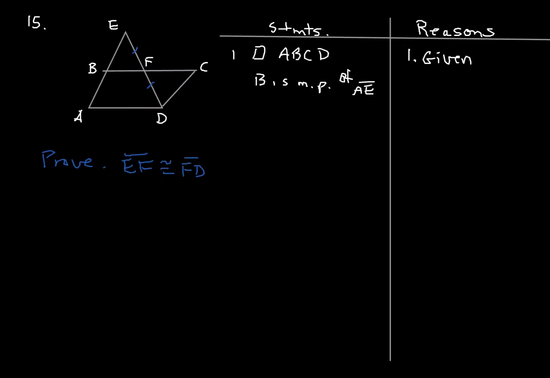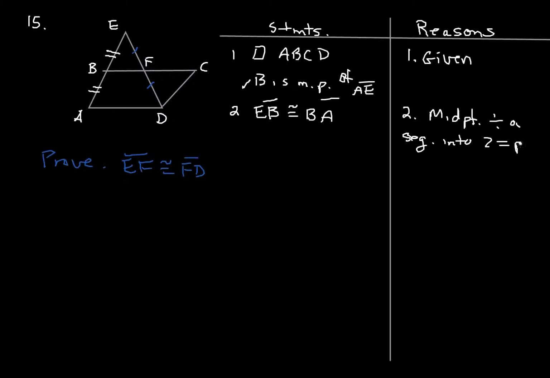So let's go back to our given and see if we can mark our diagrams. It's telling us that B is the midpoint of AE. So that tells us that this is going to be congruent to this. So we can't just go from here to doing that. We have to write that down. So we have to say EB is congruent to BA. And the reason we say those are congruent is by midpoint. Let's just do midpoint divides a segment into two equal parts. All right, so we got that.